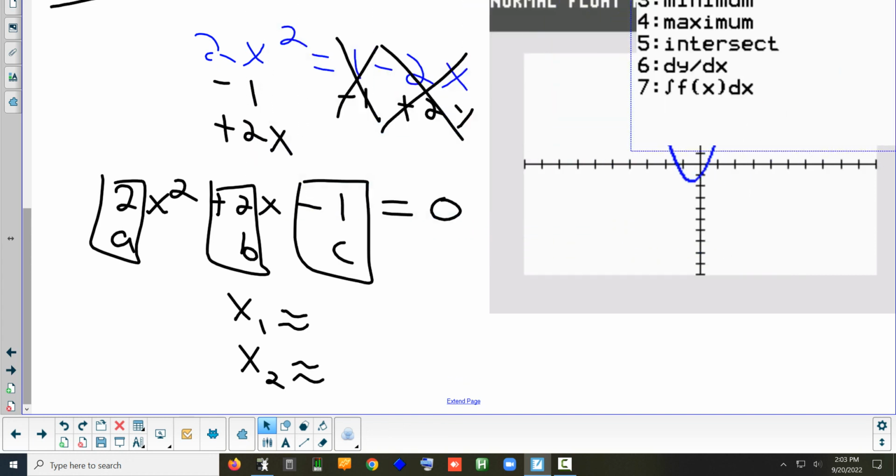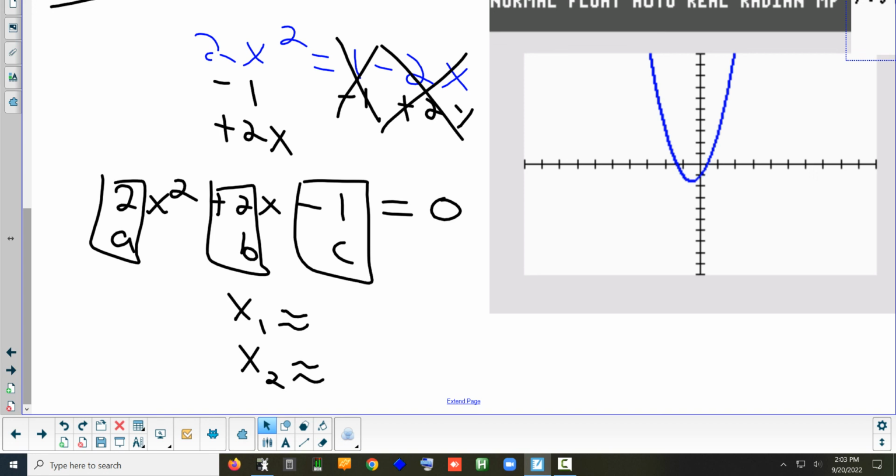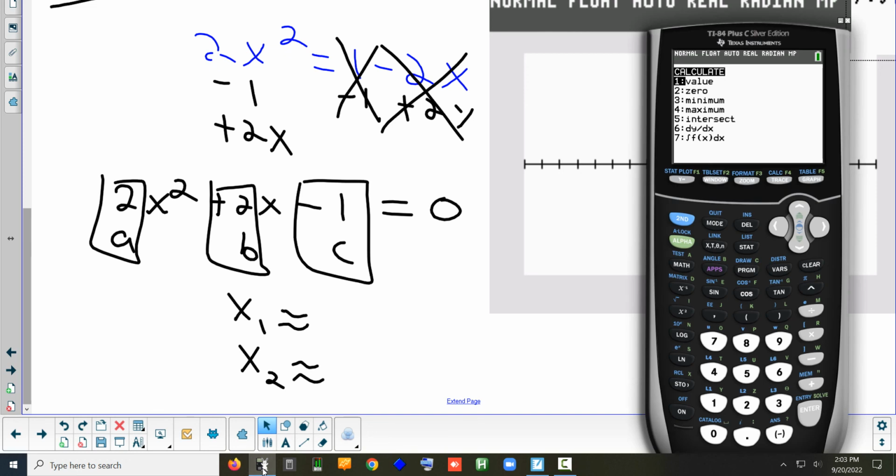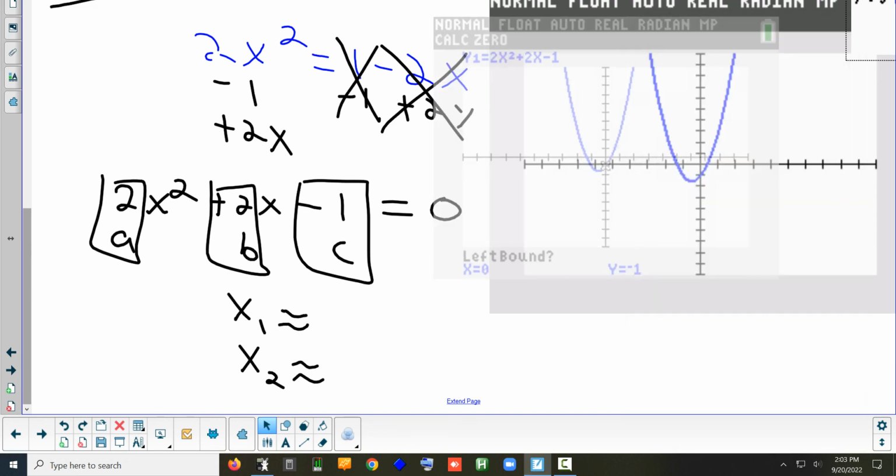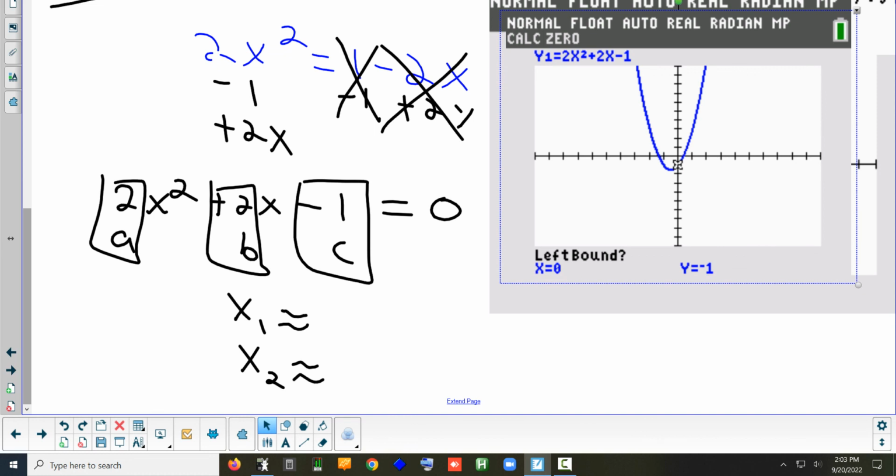Now, the way you have to do it is you have to pick that option, and then you have to hit enter 3 times. And I'll show you where you have to hit enter. All right, so second calc, zero. The first question that it asks me is left bound. That means you need to move the cursor somewhere to the left of where you want to find the zero. The calculator can only do 1 at a time, so we're going to have to do this twice.